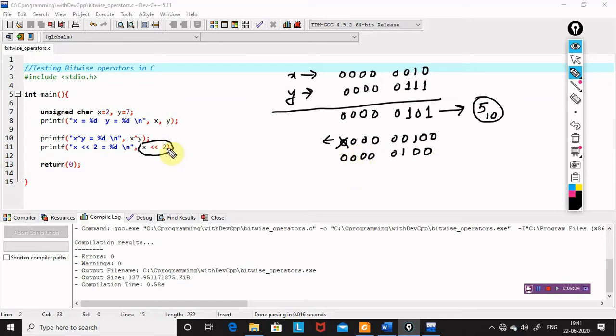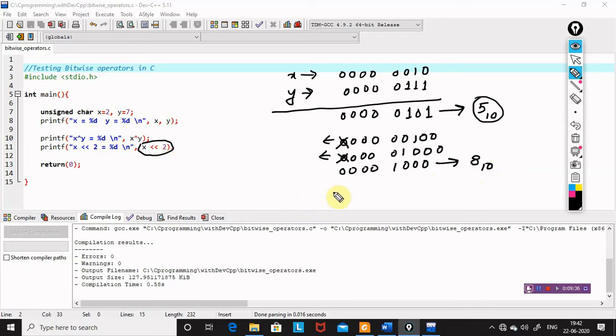Now since n is equal to 2 over here, we have to shift it again to the left. So this is discarded, a 0 is appended, and if we write it again in this form, this is what we get finally as the result. Now this is nothing but 8 in decimal. So this is the result of the left shift operation.